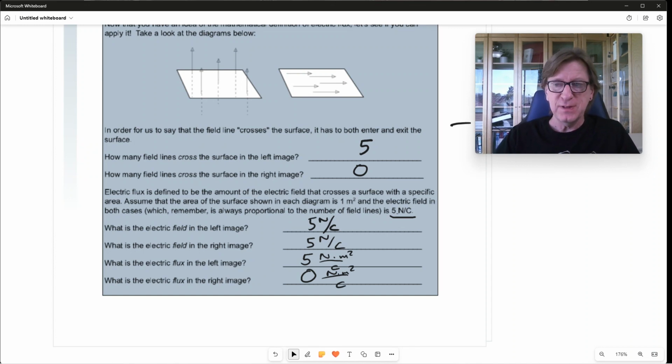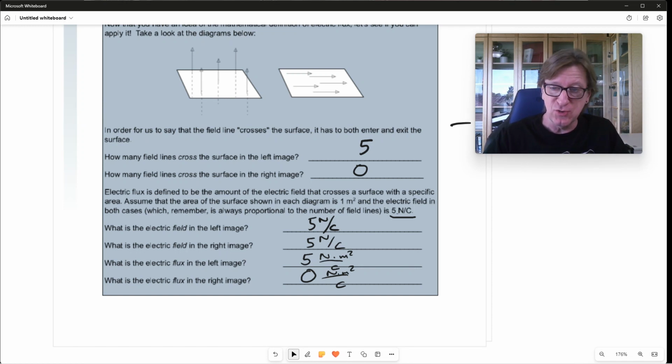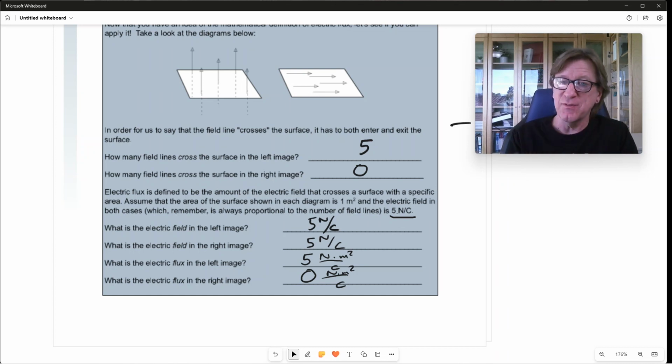The electric field is there. The electric field is what it is. Those field lines are there. But if I want to know how many of those field lines are penetrating a particular surface that I design, well, then that can change. I can get from 0 to 5.